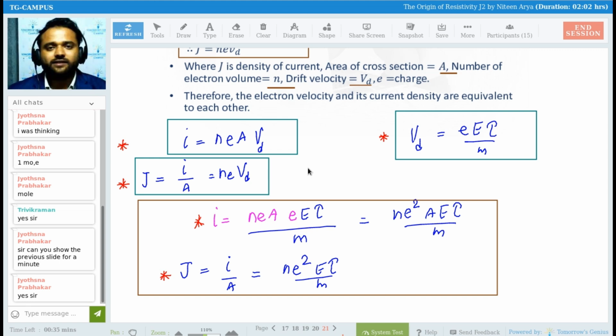I equals nAeVd, J equals I by A, which is nevd, Vd equals e tau by m. Then these three formulas, and mu, which is mobility, Vd by E. If you do so many questions and keep writing and deriving these relationships, like I am doing right now, you automatically get into the habit. Is this clear everyone? No doubts.